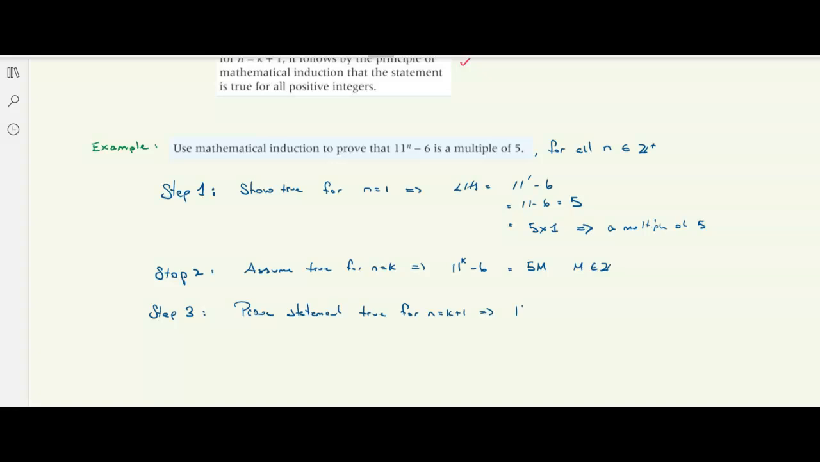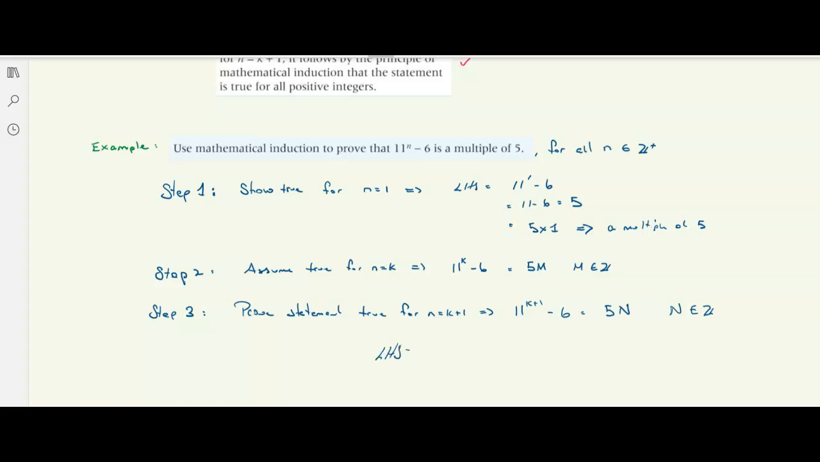Okay, so we need to prove that 11 to the k plus 1 minus 6 is equal to 5 times some other number, right? We've got to use something else. We can't use m. 5 times n, where n is an integer. This is what we need to prove, but we're going to use this. Okay, right, so how are we going to do it? Well, let's get to work.